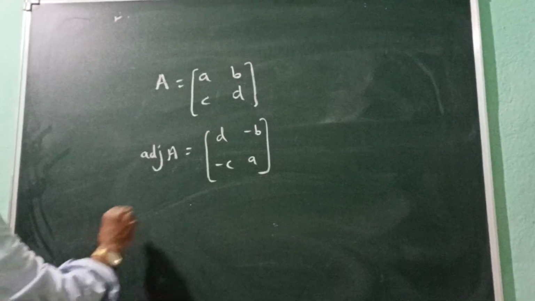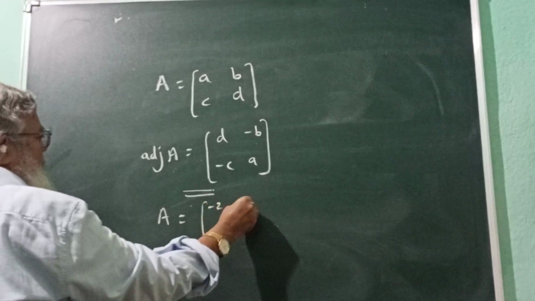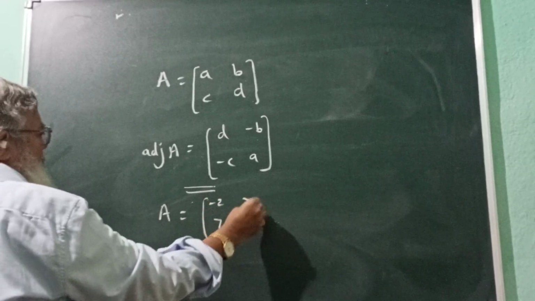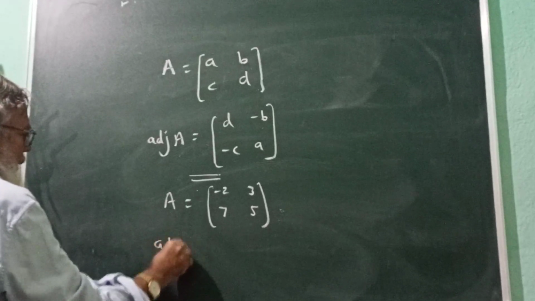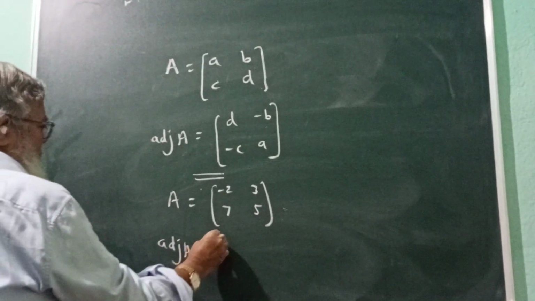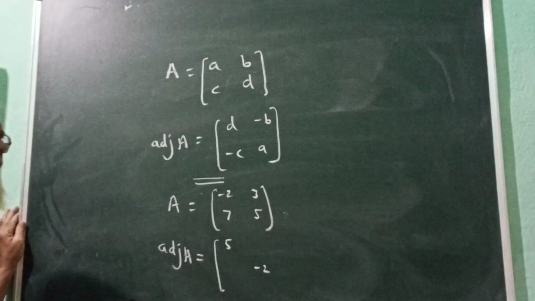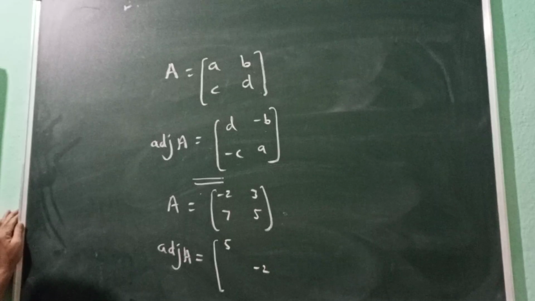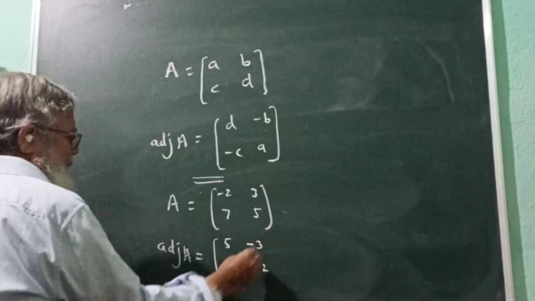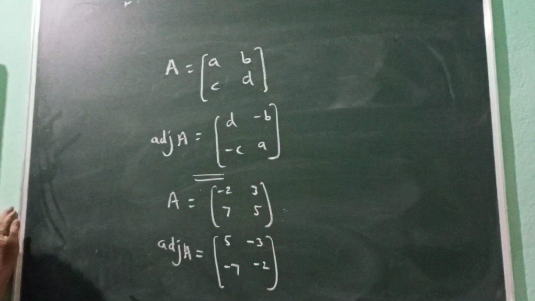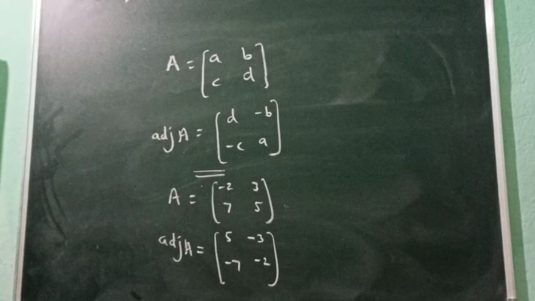See, for example, A is equal to minus 2, 3, 7, 5. We have to write down the adjoint. Adjoint is given by here it is 5 minus 2. Interchange the element of the principal diagonal. Then change the sign of the secondary diagonal. That gives that. Simple. And whatever problem asks, the same thing we have directly take the adjoint here and do the problem.